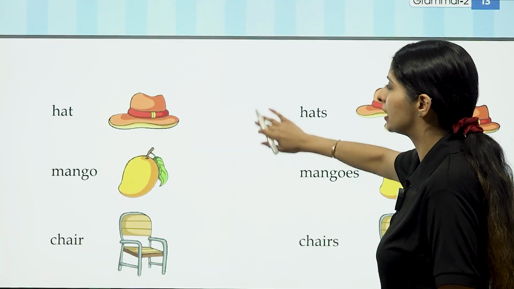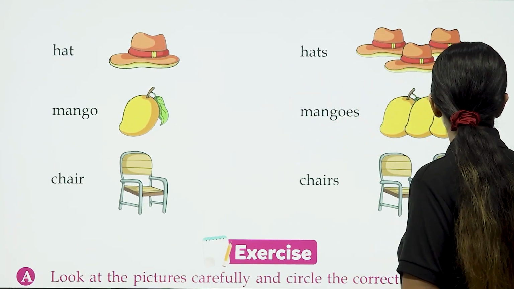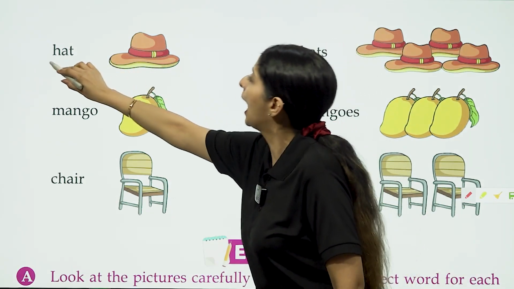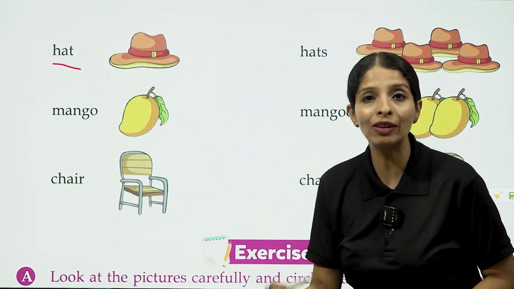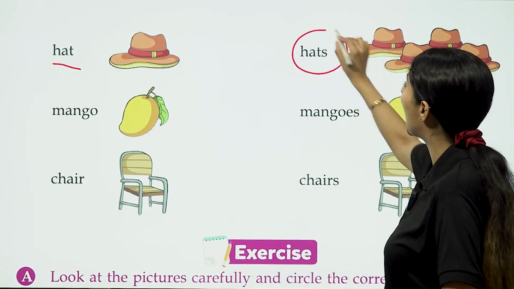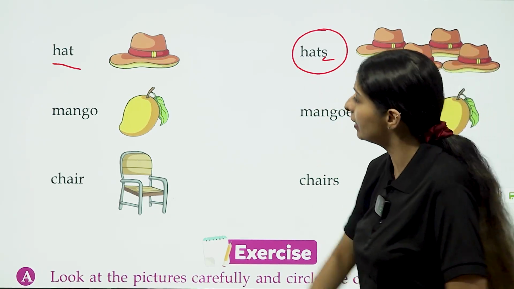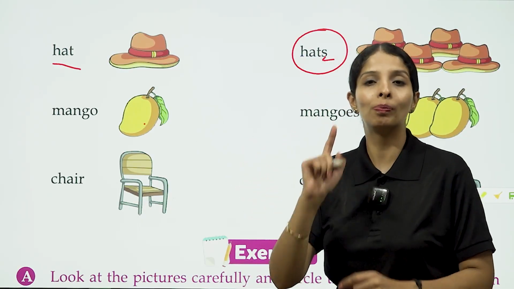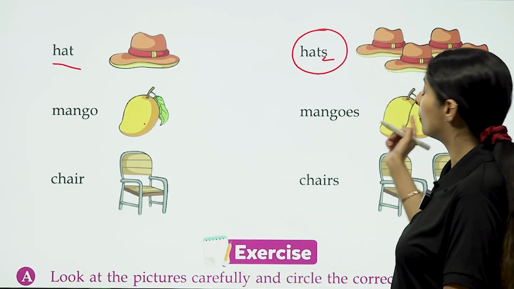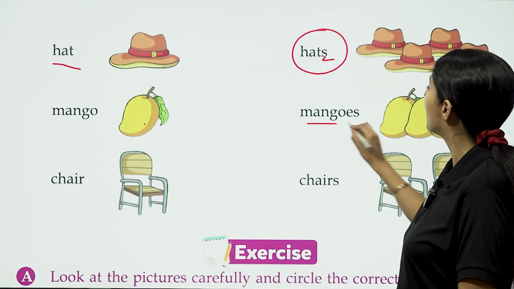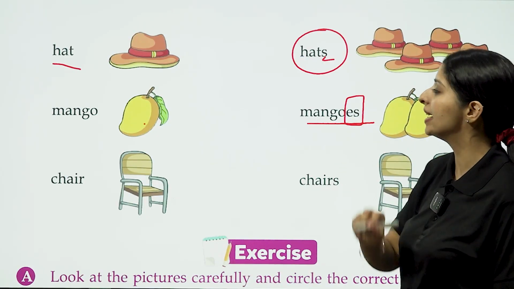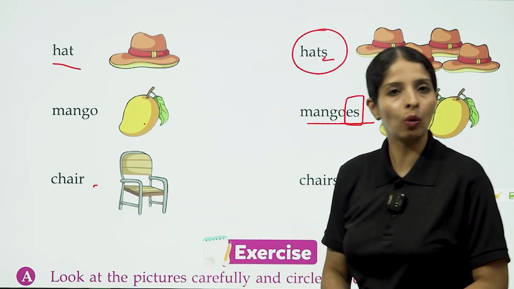Similarly, hat. When I talk about one hat, then it is hat. When I talk about more than one hat, then it becomes hats. It is plural. Extra S is added. Again, mango. One mango. Singular. When I talk about more than one, it is mangoes. ES is added. When I say chair, one chair.